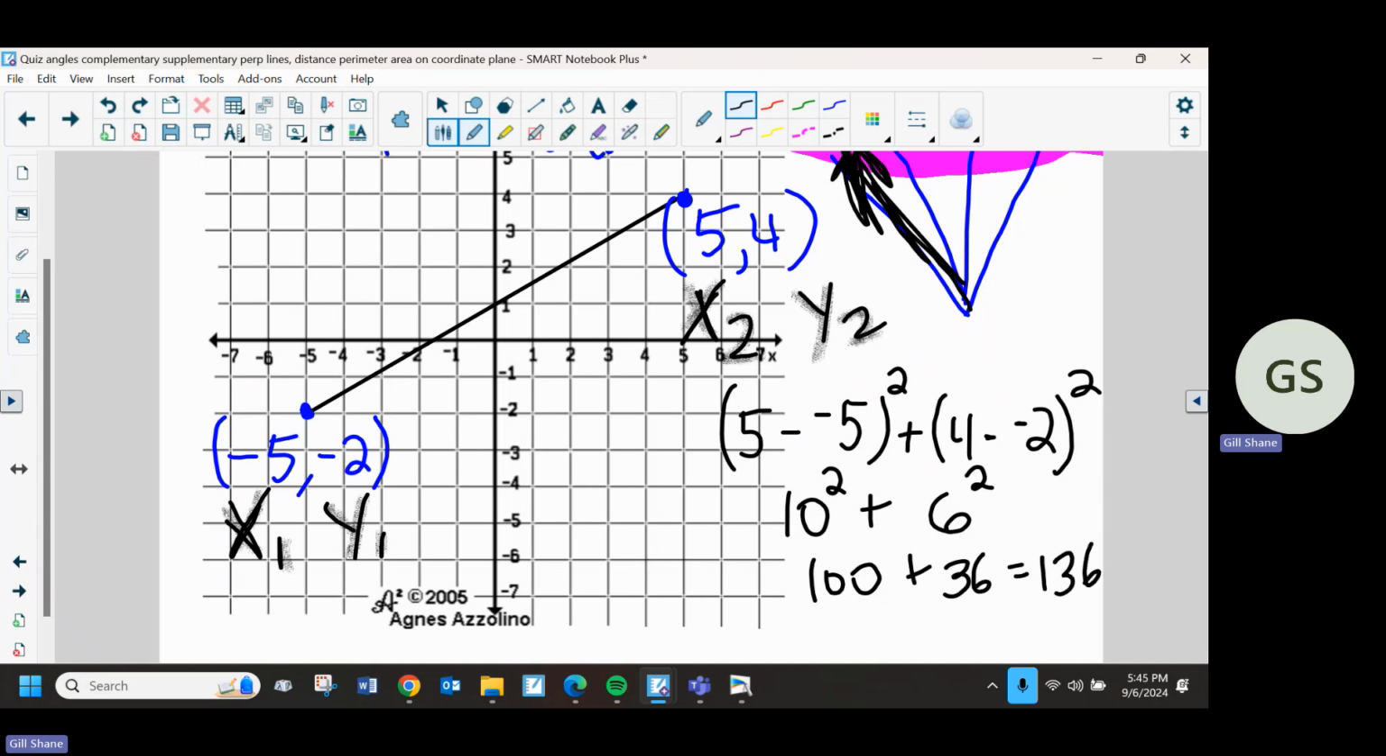And a lot of kids pat themselves on the back and say that was super easy. Well, they're wrong. They're not done.